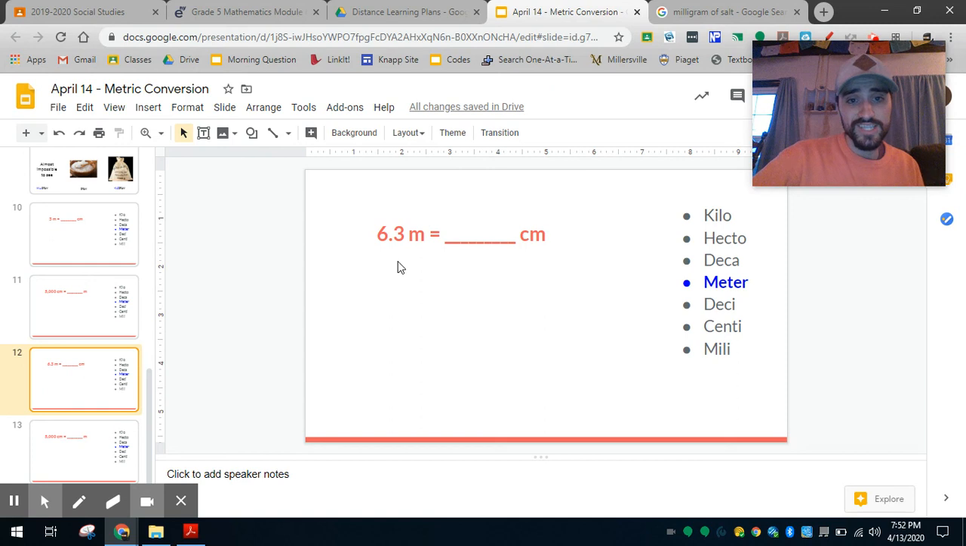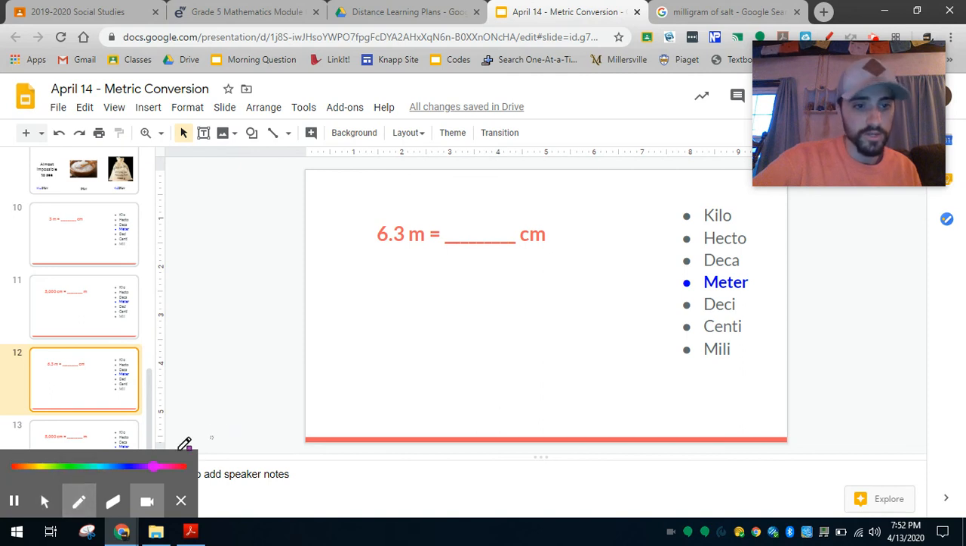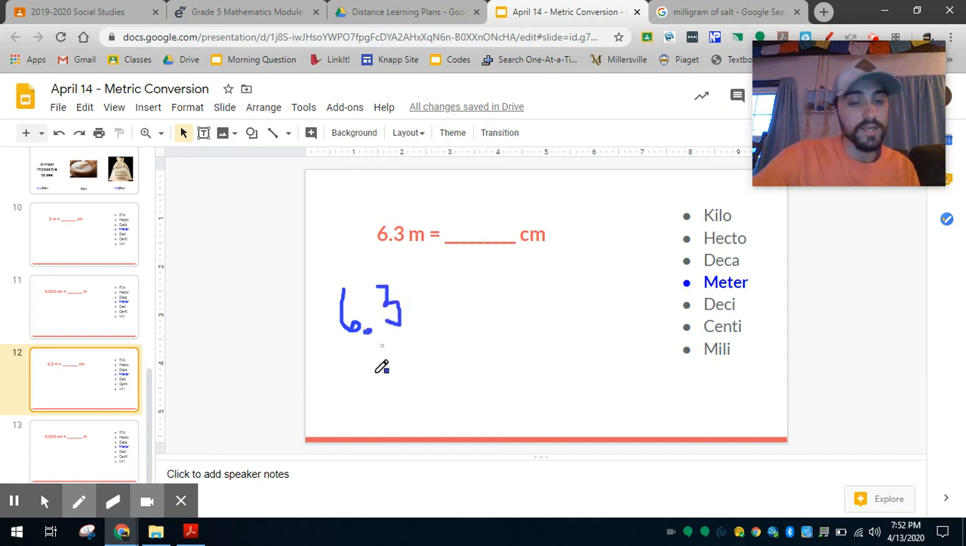Okay, so 6 3/10 meters equals how many centimeters? Okay, well, just like before, the first thing we do is we write down what we have. We have 6 3/10 meters. Why is that doing that? Come on now. Eraser time. Actually, I think I know why I did that. 6 3/10 meters.